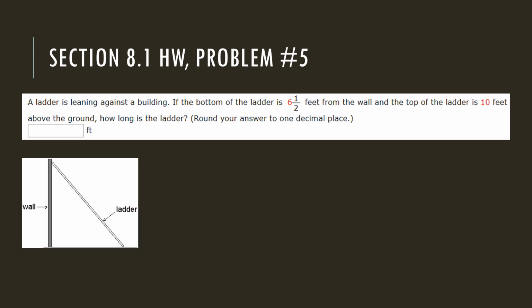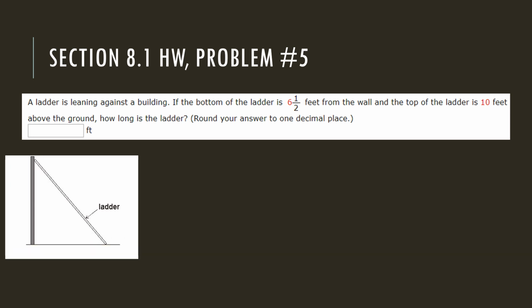Right, so here's our little picture. We have a wall or a building, and then we have a ladder leaning against it. So I'm going to fill in my numbers. The bottom of the ladder is 6.5 feet from the wall. So 6.5 goes at the bottom. Also wanted to point out that notice that this makes a right triangle. So that's nice for us because that tells us that we're going to be allowed to use the Pythagorean theorem if we need to.